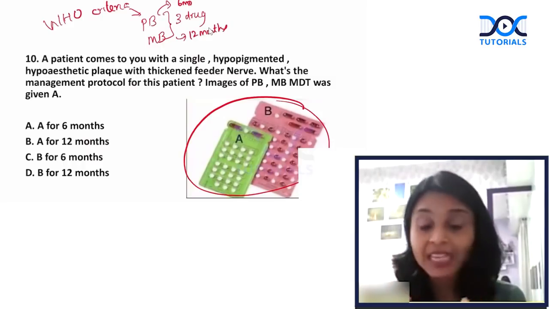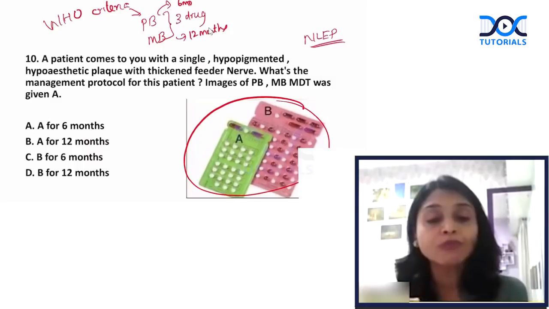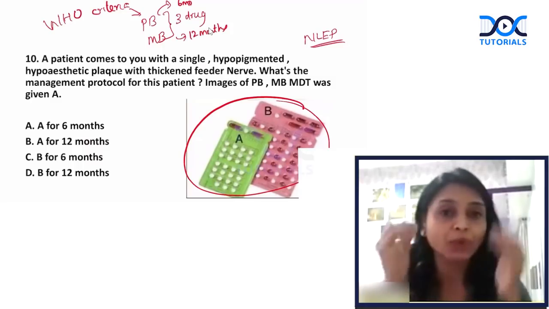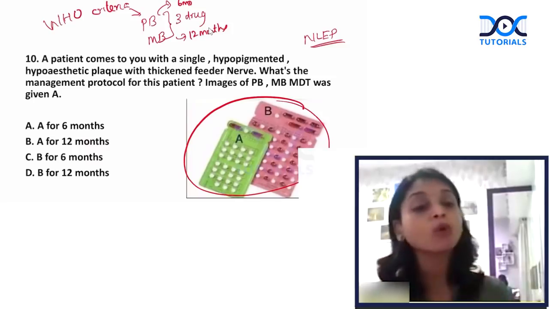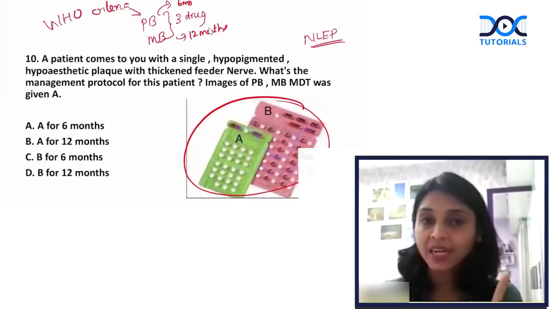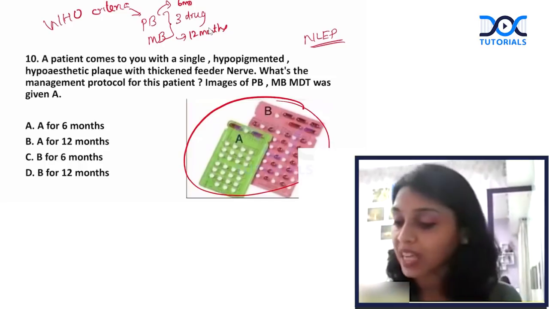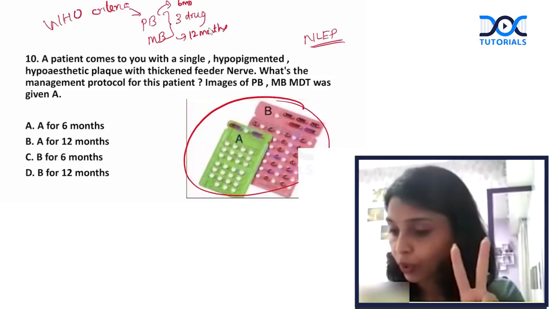Whereas as per the NLEP, that means the program we have, you have to follow what is given in your PARK textbook. Because in the PARK textbook, it's all about what we are following in the field. And in the field, for paucibacillary and multibacillary, we are giving different regimens. For pauci, we are giving a 2 drug regimen. I'll show you the picture.